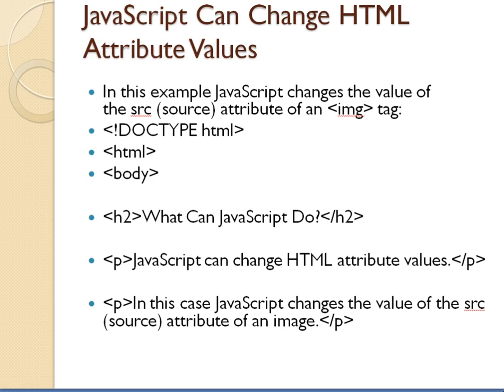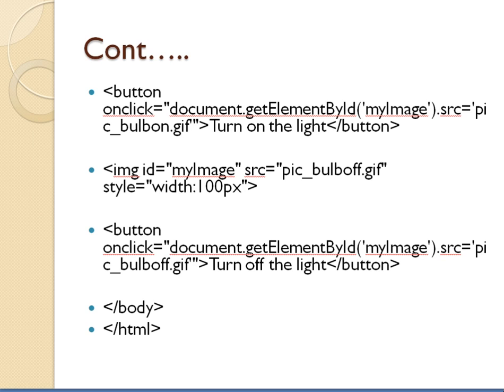So attribute values will be changed. This is the total program. In this paragraph we have written and closed the paragraph. P tag is for paragraph. Again we open a paragraph tag, that is, in this case JavaScript changes the value of the source attribute of an image. Change. Then on button we write onclick document.getElementById my image.